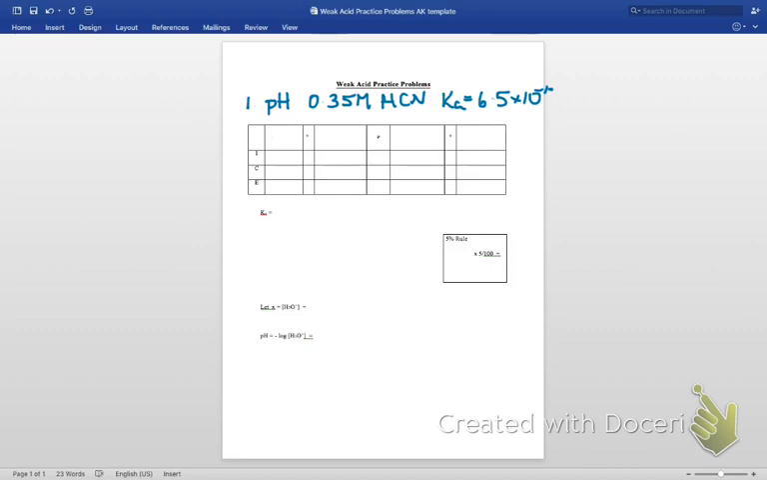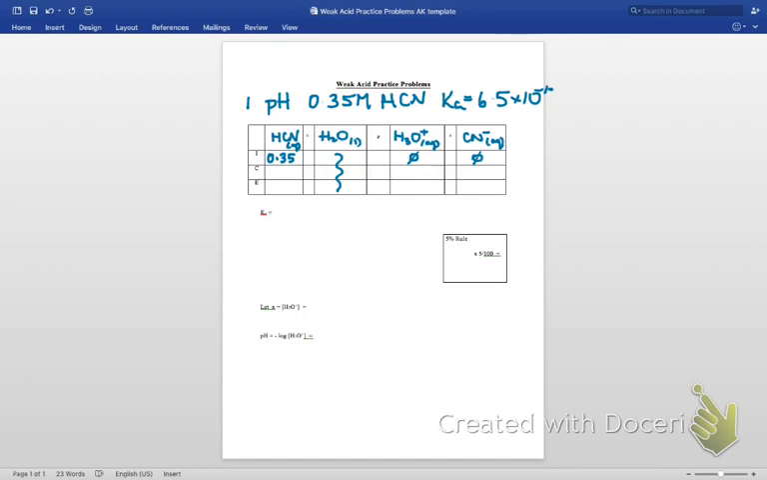So the HCN (aq) plus water, which is liquid, is in equilibrium with H3O plus (aq) and CN minus (aq). The initial concentration of the acid was given as 0.35. Water is a pure liquid, so it doesn't have a place in the equilibrium expression. H3O plus and CN minus, both aqueous, had zero concentration at the start.